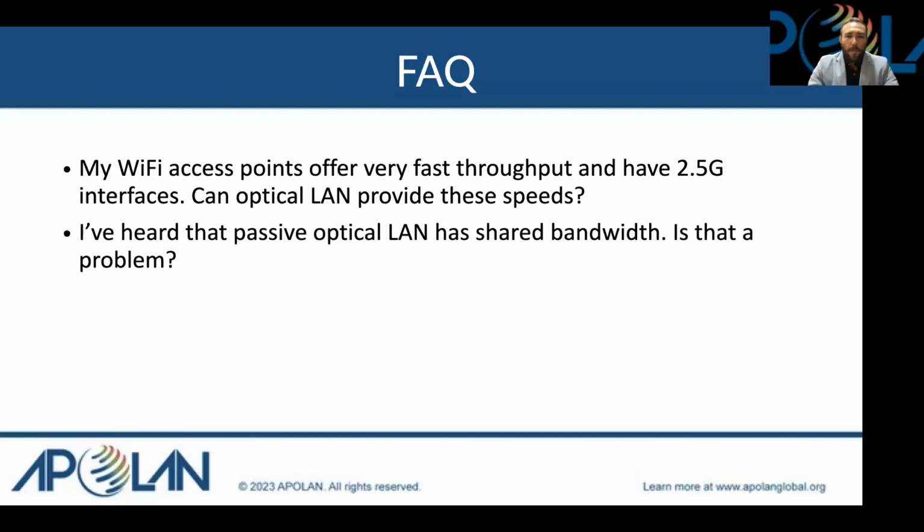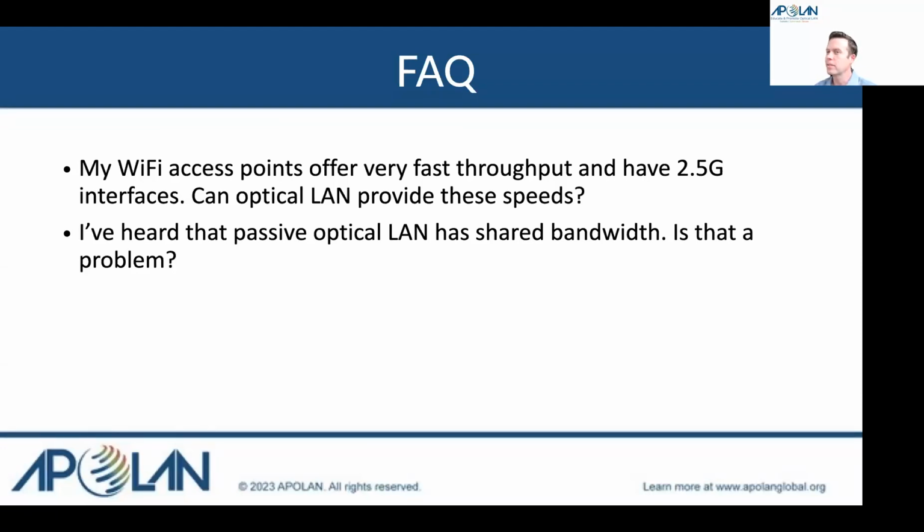I've heard that passive optical LAN has shared bandwidth. Is that a problem? So the answer is yes, passive optical LAN does have shared bandwidth, right? The PON port that feeds the signal to the splitter, as you talked about, Chad, has either a 2.5 gig down, 1.25 gig up, or maybe 10 gig symmetrical bandwidth typically served out of it. And that is shared between any ONTs that are connected to that same splitter. But this is not much different than what we see in our traditional networks.